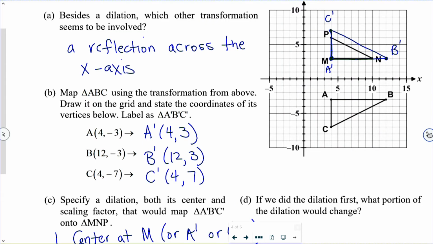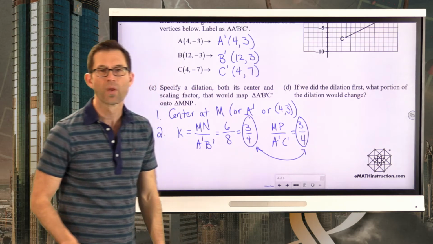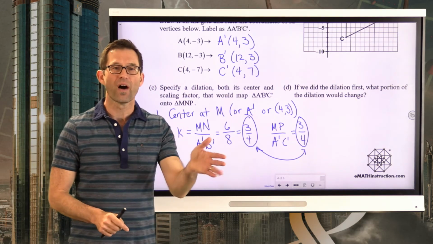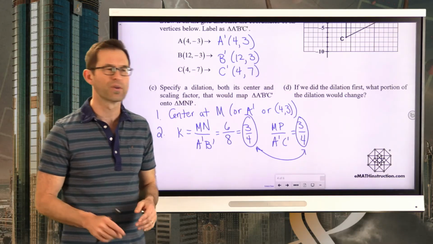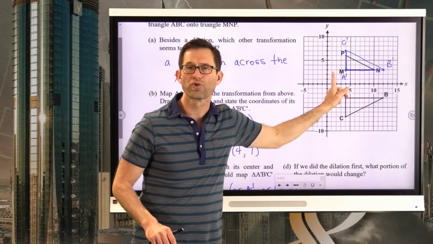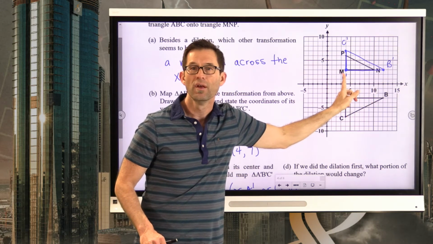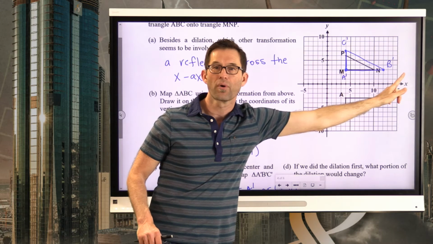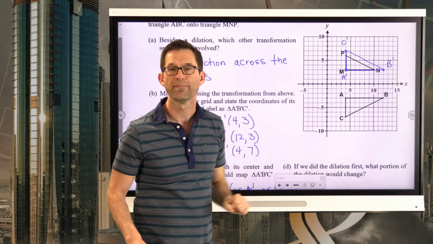MP is 3, A prime C prime is 4. So no reducing necessary, but look at those two, the same scaling factor. Always, always, always the final length divided by the initial length, the new length divided by the old length, et cetera. And keep in mind, again, we're trying to go from this larger triangle A prime, B prime, C prime to the smaller one MNP. So MN divided by A prime B prime, or MP divided by A prime C prime.